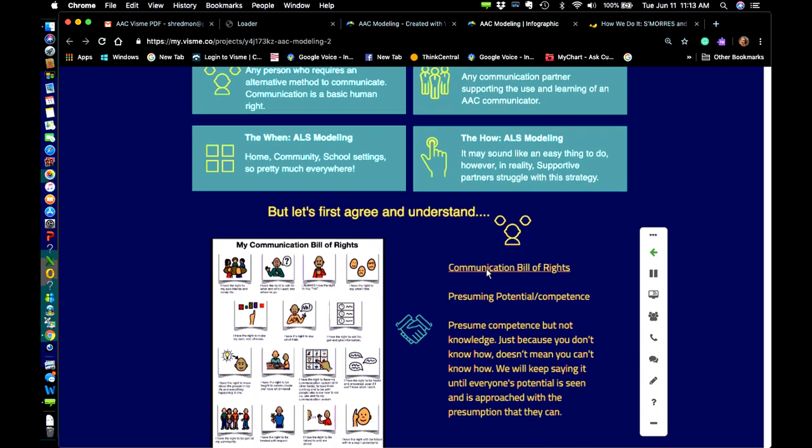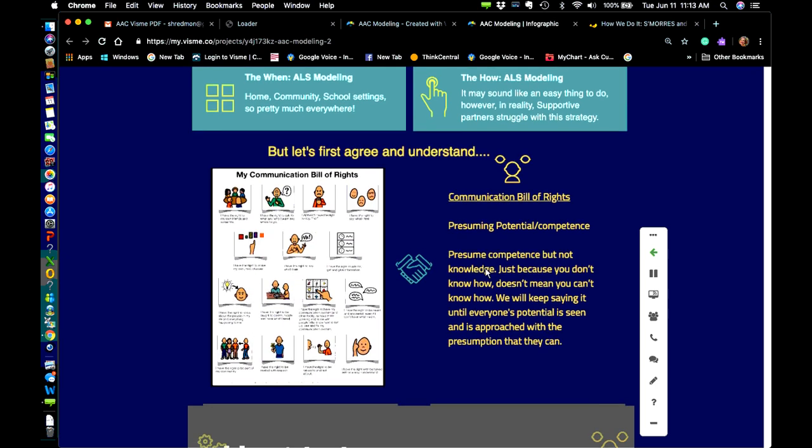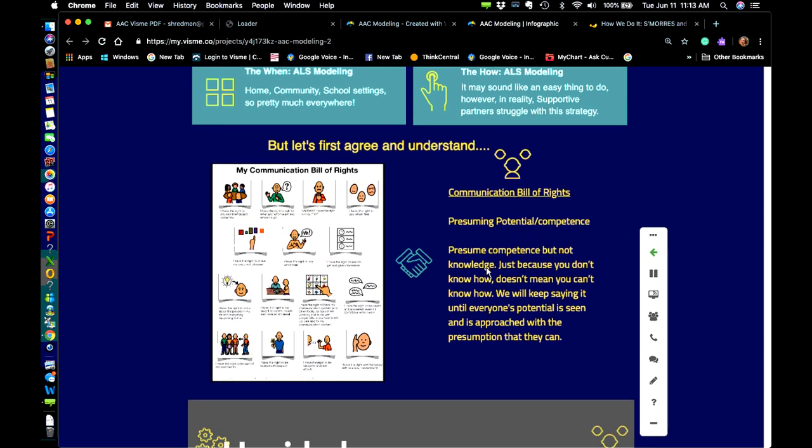So before we get into all that information and fun stuff, let's first agree and understand, again, this building of common and shared language and knowledge. So I can presume your competence, and I do, as I presume competence with all individuals. However, I may not presume the knowledge that you have. And so I want to make sure that we are really all on the same page as we go forward.